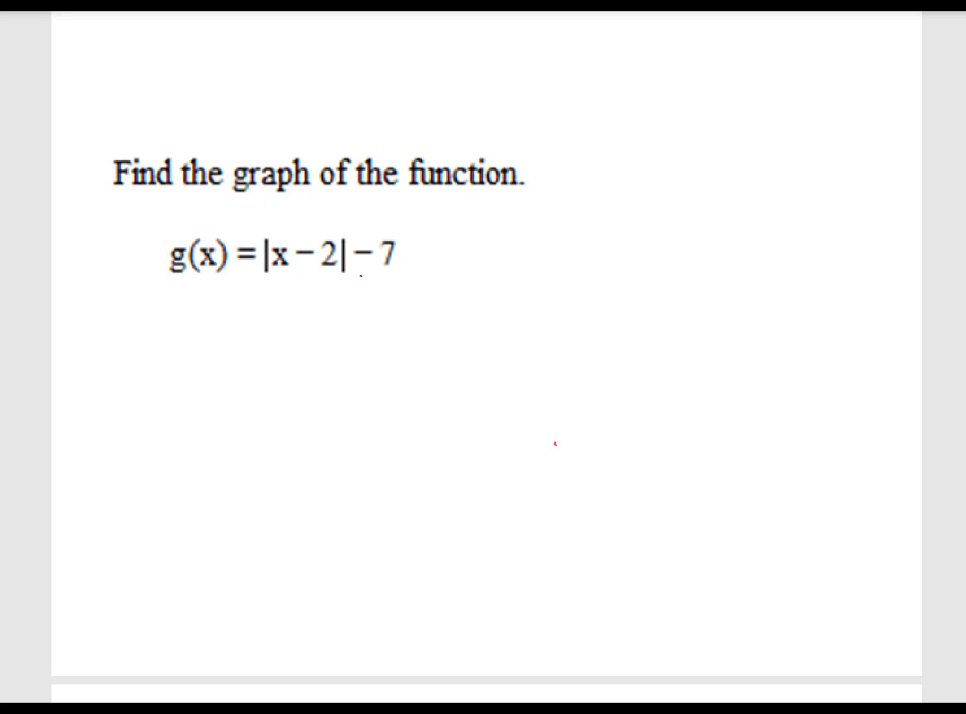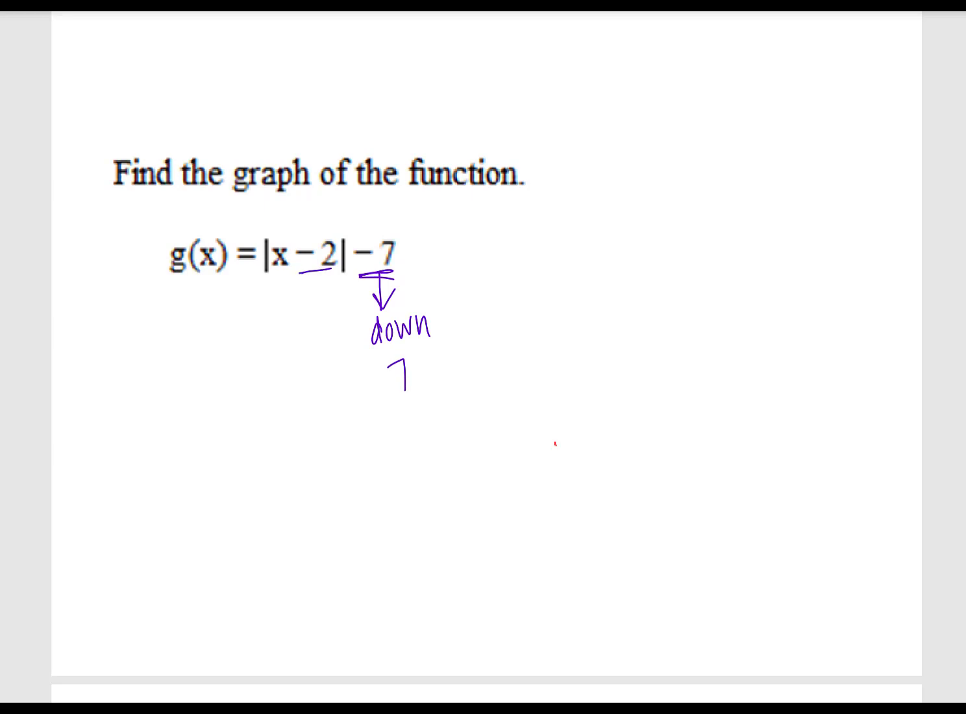We see -7, but we see that happening outside of the function. Therefore, it's going to affect the y's. So an up or down movement, and the movement is true to the sign. So since it's -7, it's going to be down 7 units, okay?